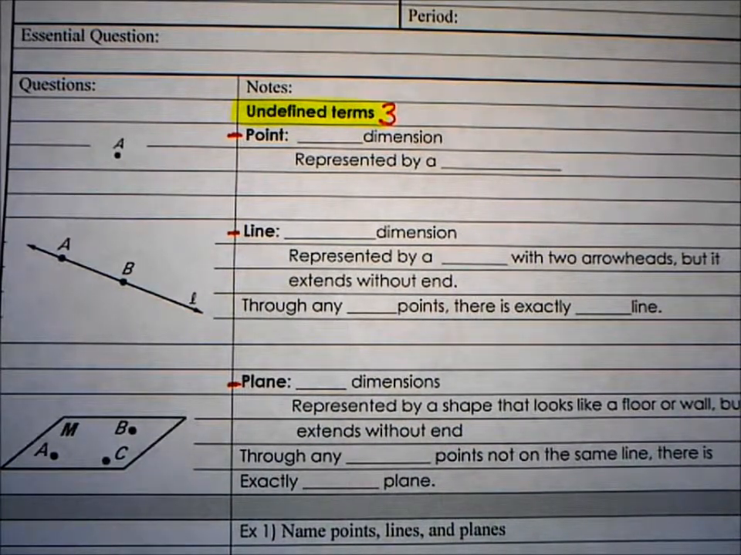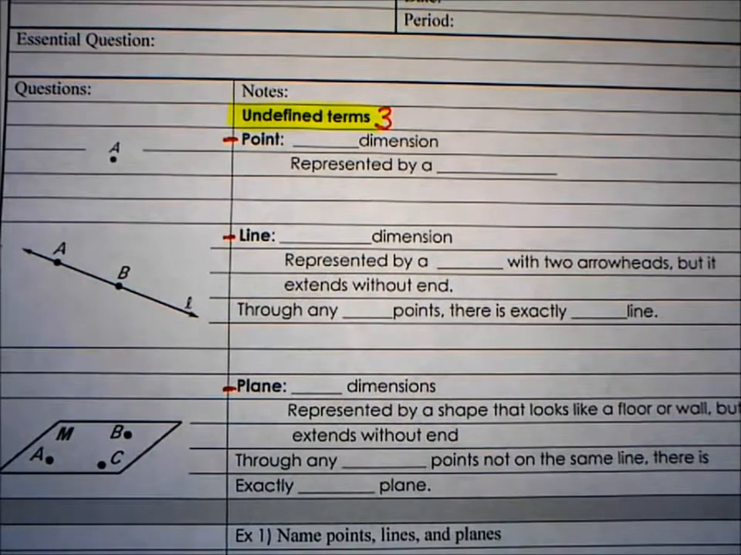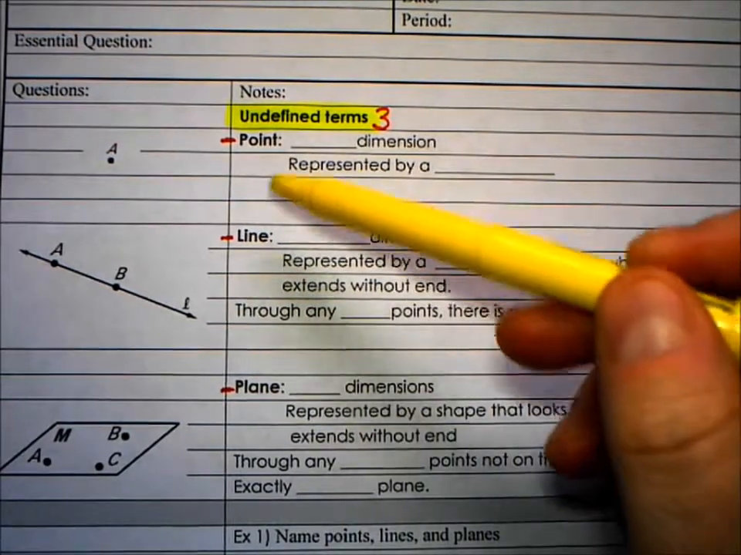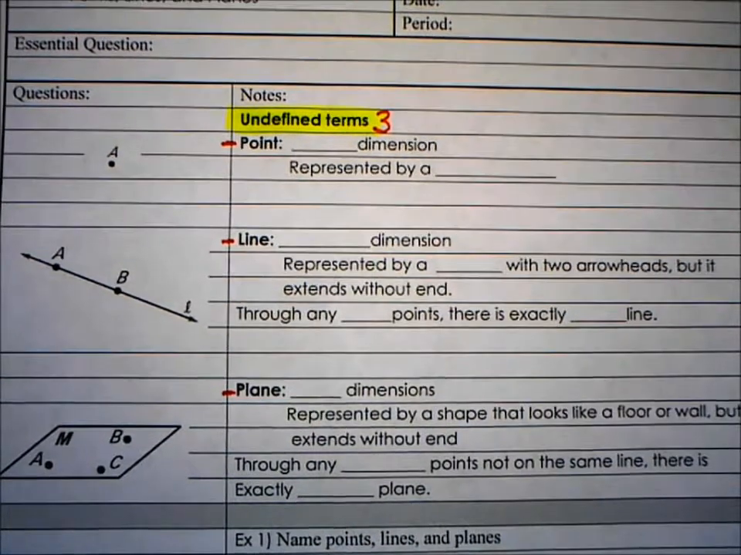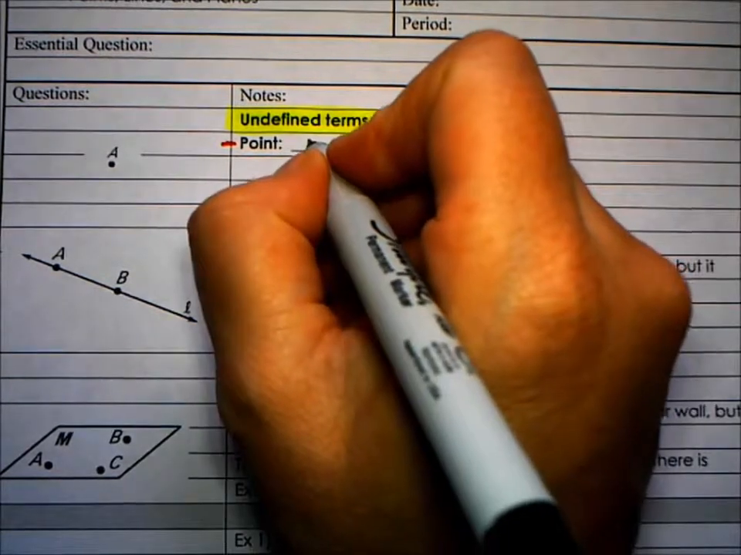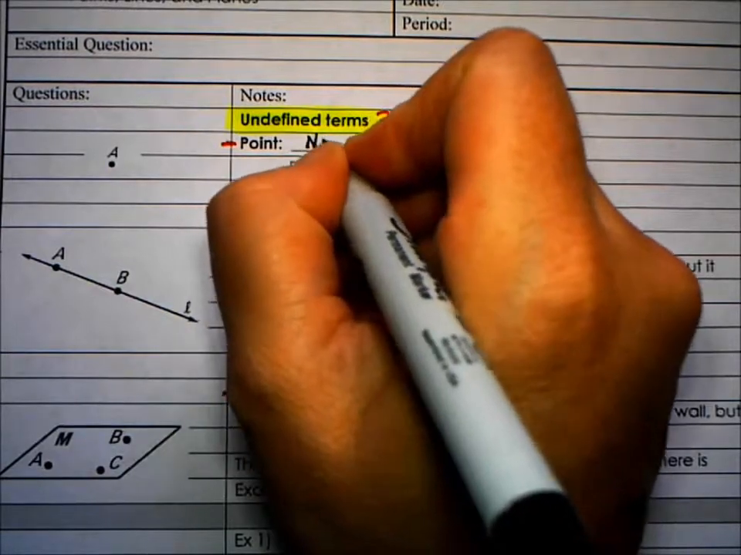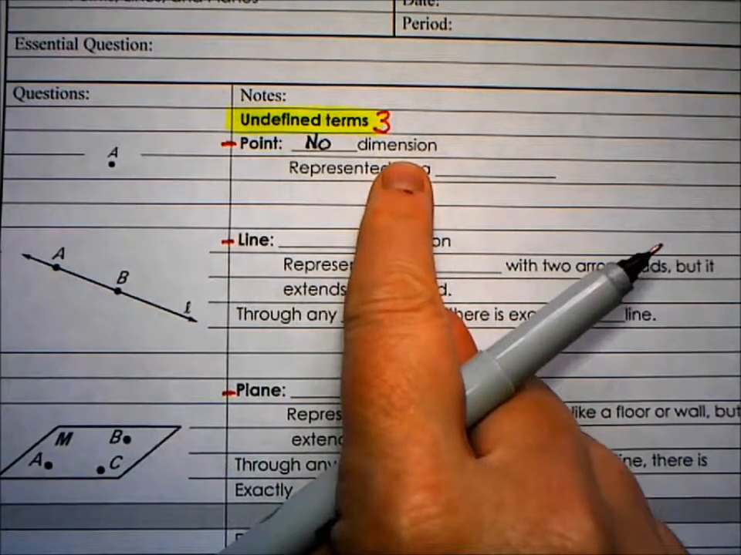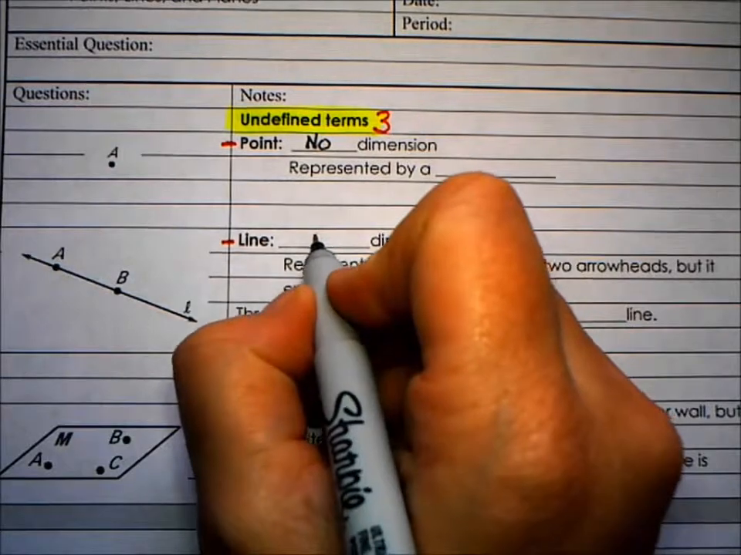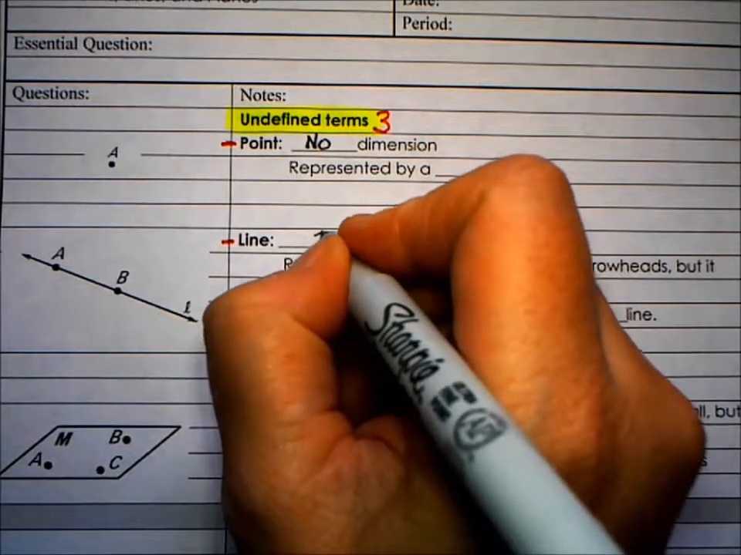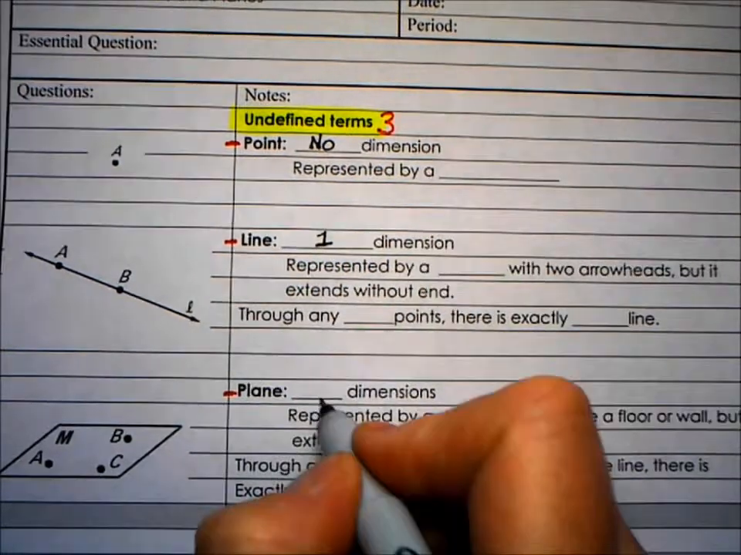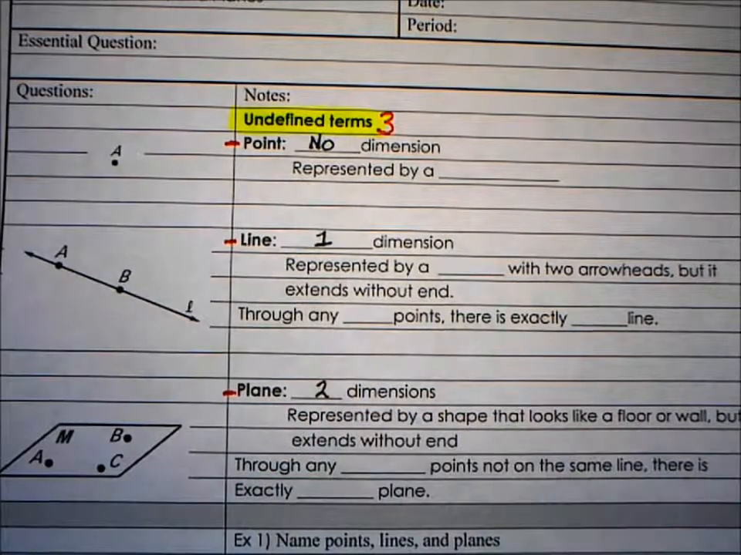That means that geometry could not have happened if they just said exactly what they were. Everything else in geometry comes from these 3 concepts, and you just have to take them as they are. But they do say a point has no dimension. A line has exactly 1 dimension, and a plane has 2 dimensions.